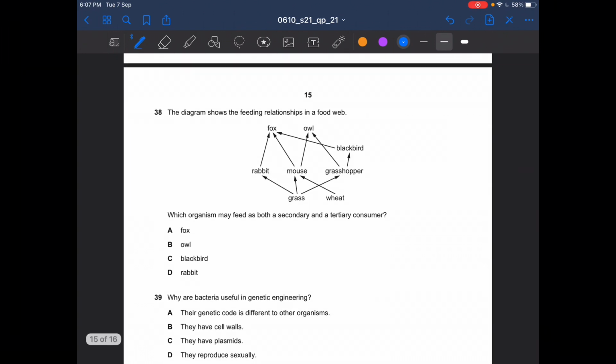Next question, the diagram shows the feeding relationships in the food web. Which organism may feed as both a secondary and a tertiary consumer? So for A, fox is actually, this is the primary, then secondary. The same goes for here. And for this it is a tertiary, this is a primary, this would be a secondary, and this would be tertiary. So I think the answer for this is A.